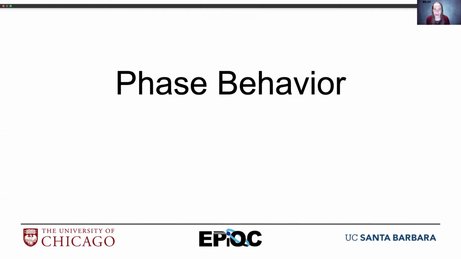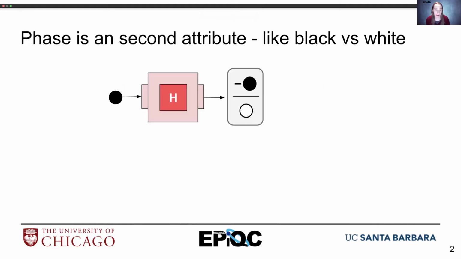Okay, we just learned about a new attribute of quantum state called phase. And so I want to just talk a little bit about it. You might recall that in the superposition video, we saw that if we put a black ball into the H gate, then we get a state that's 50-50 black versus white, but the black ball has a negative sign on it. So we want to explore how that negative sign works. That's an indication of phase.